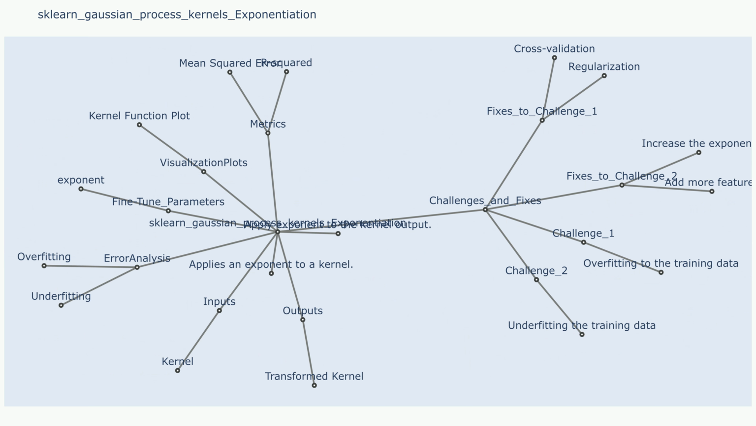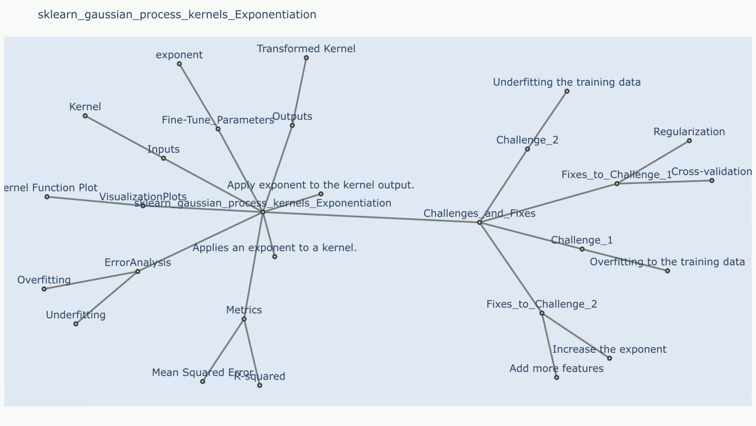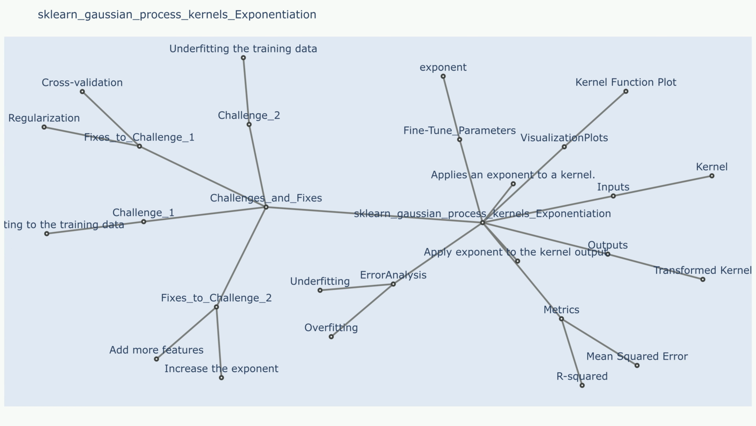Exponent: adjust the exponent to control the smoothness and scale of the kernel. A higher exponent results in a smoother kernel with a larger variance. Marginal variance: the marginal variance of the Gaussian process is a measure of the uncertainty of the predictions. The marginal variance is directly proportional to the kernel's variance.